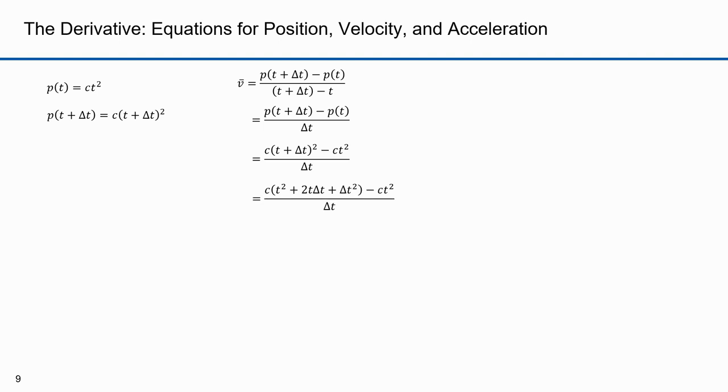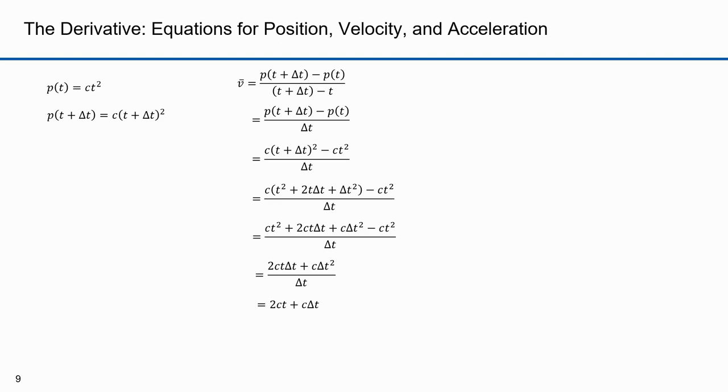The equation is now c times t squared plus 2t delta t plus delta t squared minus ct squared over delta t. I'll then multiply all the first terms in the parentheses by c. That results in ct squared plus 2ct delta t plus c delta t squared minus ct squared over delta t. There's a ct squared and a minus ct squared in the numerator. Those will cancel, and that simplifies this. There's a delta t in all the terms in the numerator and denominator. Those will cancel, and that leaves me with 2ct plus c delta t and no denominator.